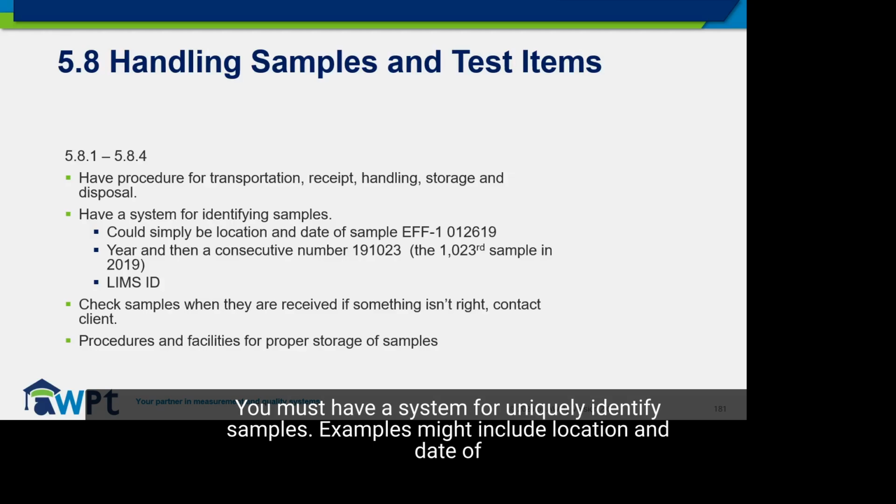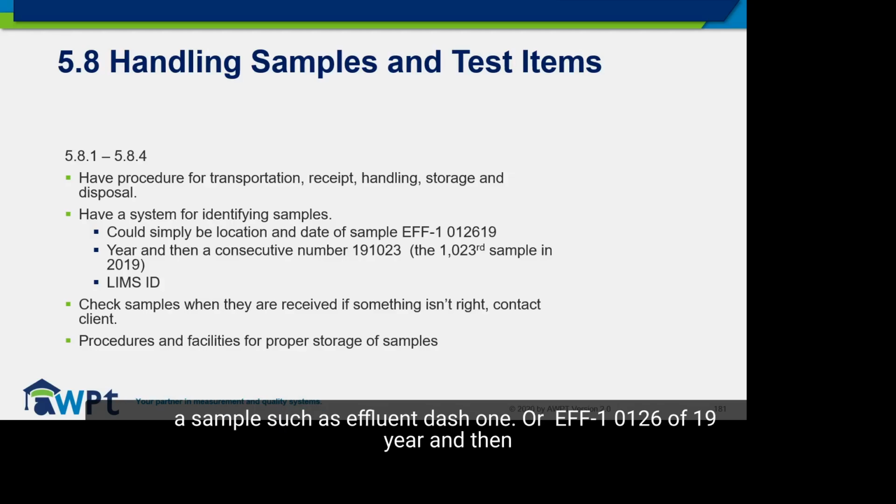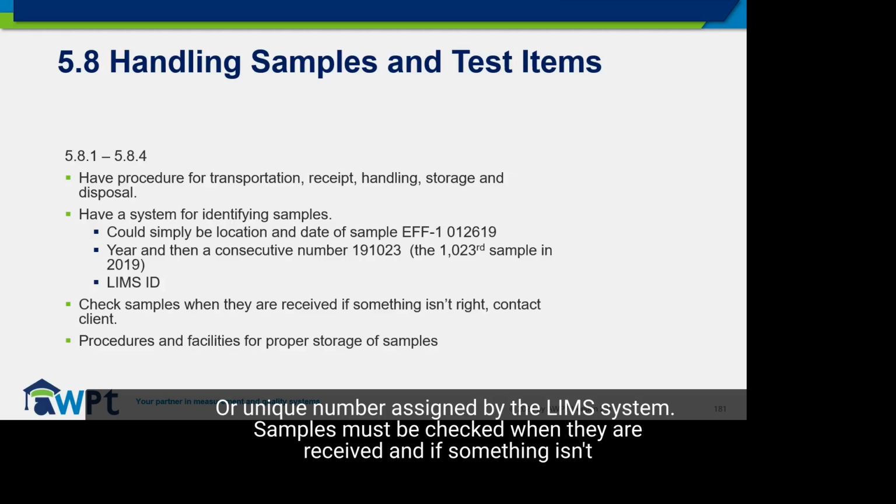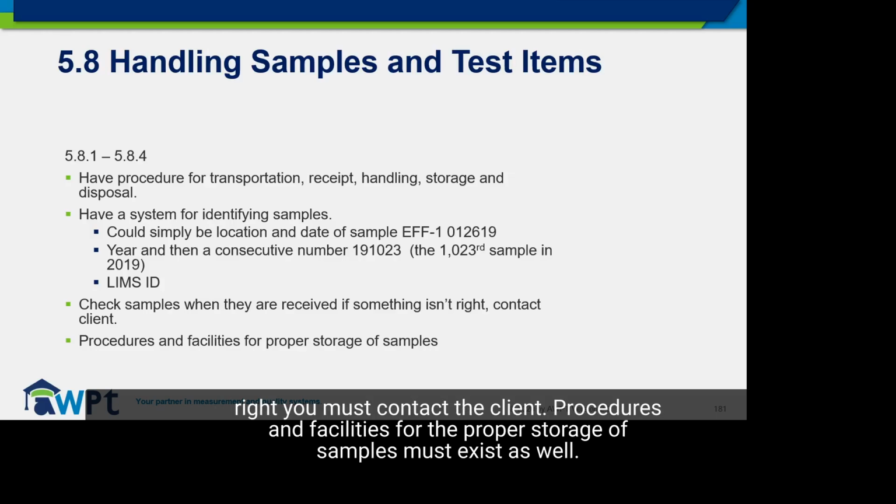Examples might include location and date of a sample, such as effluent-1 or EFF-1, 01-26 of 19, year, and then a consecutive number, such as 19-10-23, that being the 1023rd sample in 2019, or a unique number assigned by the LIMS system. Samples must be checked when they are received, and if something isn't right, you must contact the client. Procedures and facilities for the proper storage of samples must exist as well.